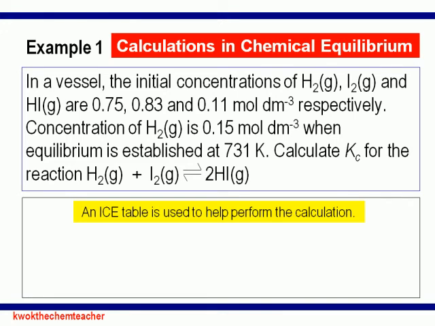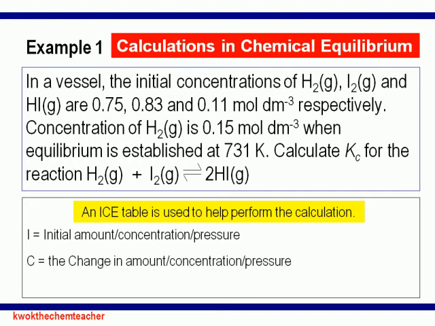An ICE table is usually used to help to perform the calculation. The ICE table will contain the I, which represents the initial amount, concentration or pressure. The C represents the change in the amount, concentration or pressure, whereas the E represents the equilibrium amount, concentration or pressure. Now the E is essential in this particular question because in order for us to calculate the Kc, we will need equilibrium concentrations.